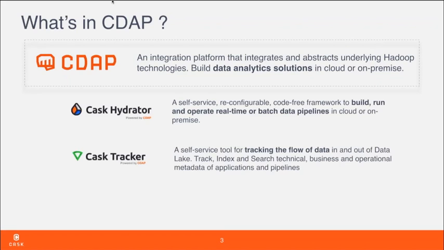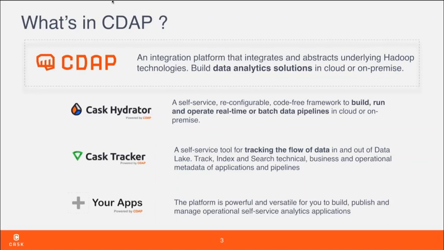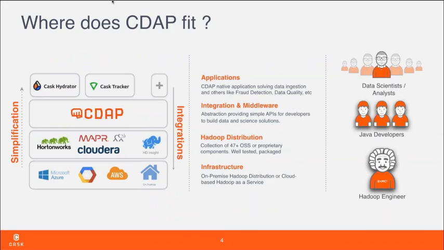Tracker is a self-service tool for tracking the flow of data in and out of the data lake. It basically indexes all of the technical, business, and operational metadata and makes it easy for you to search across all of them. And along with it come all of the APIs that allow you to build applications similar to the Hydrator and Tracker that we have included as part of the CDAP releases.